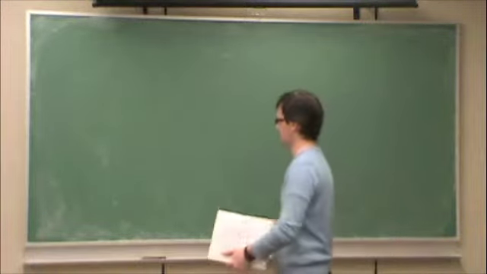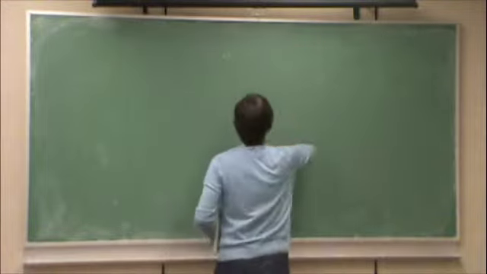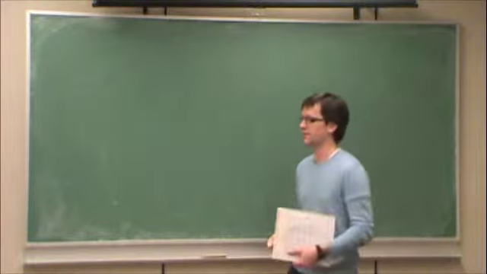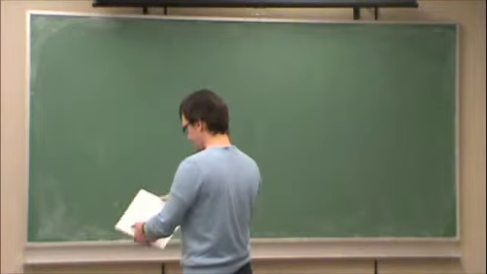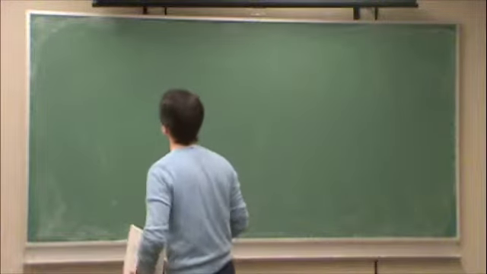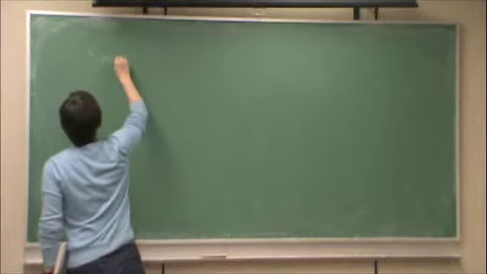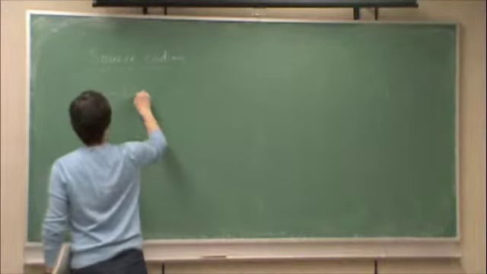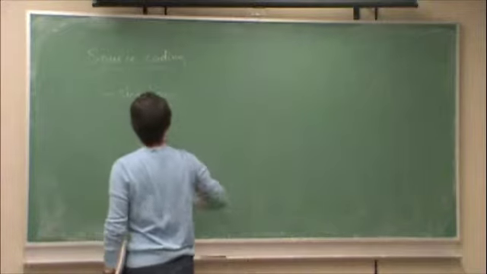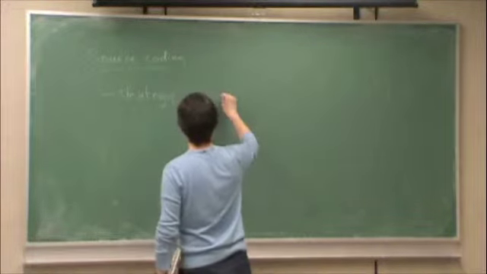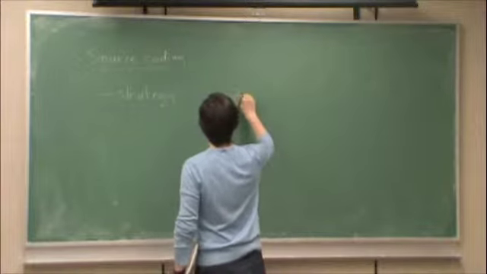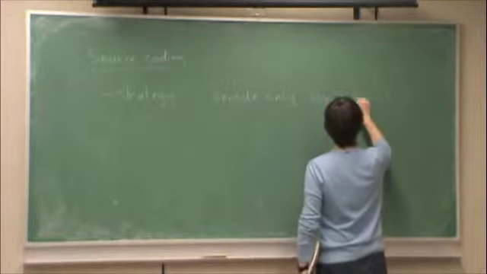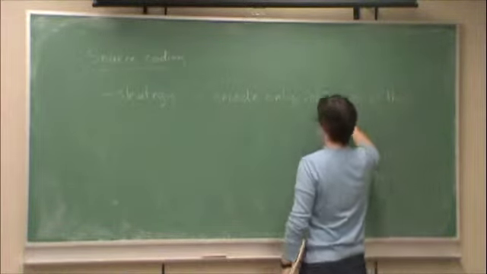Okay, so let me quickly say a few words about source codes. Actually, let me just explain what our strategy will be with source coding, and then we'll talk a little bit more about that next time. So source coding. The strategy will be to declare, or excuse me, to encode only elements of the typical set.